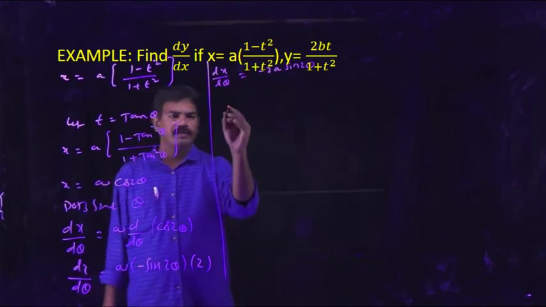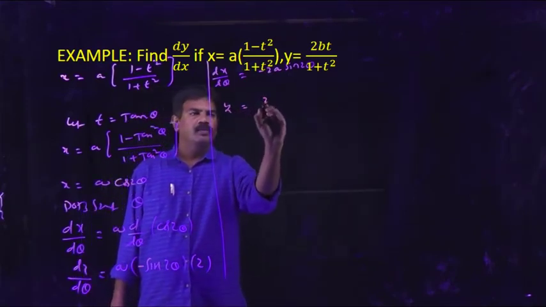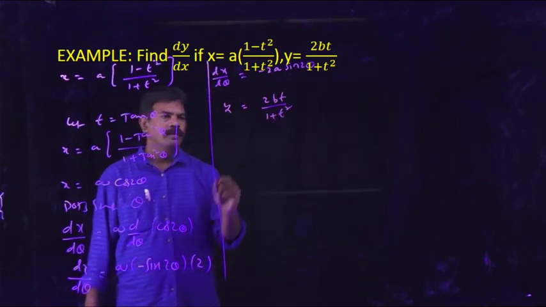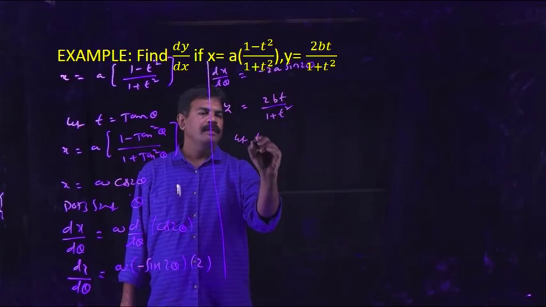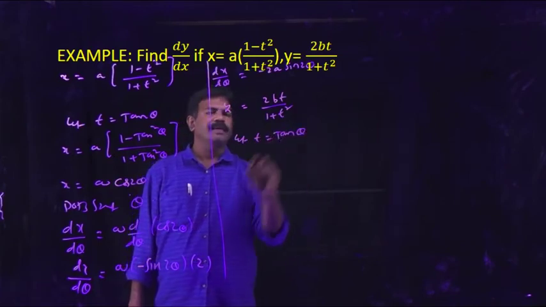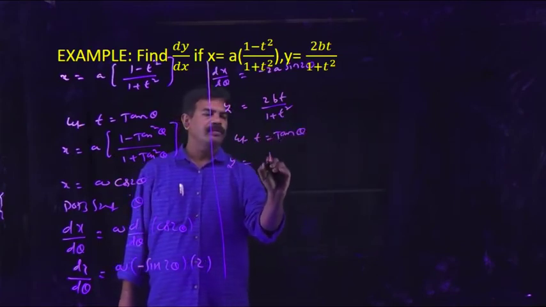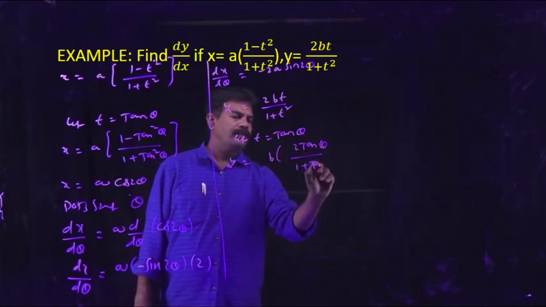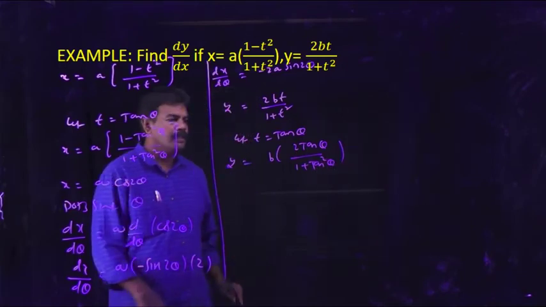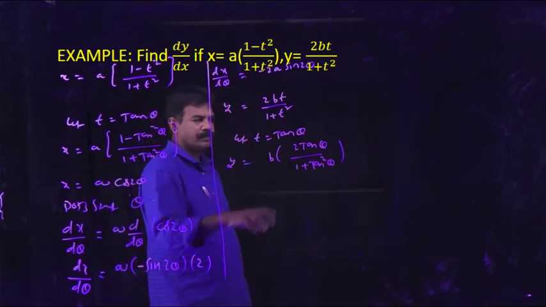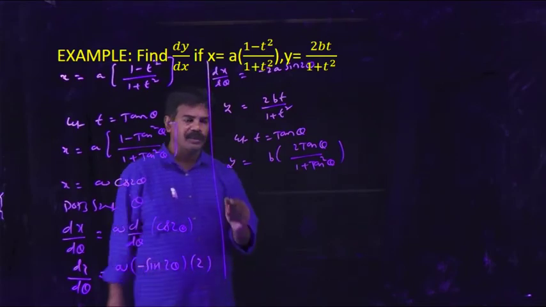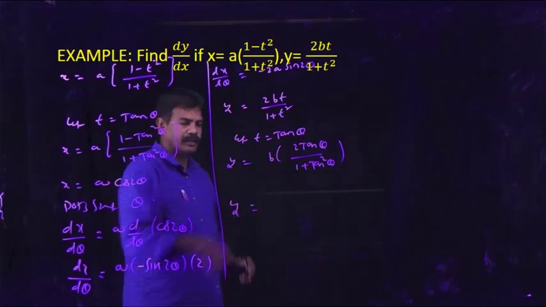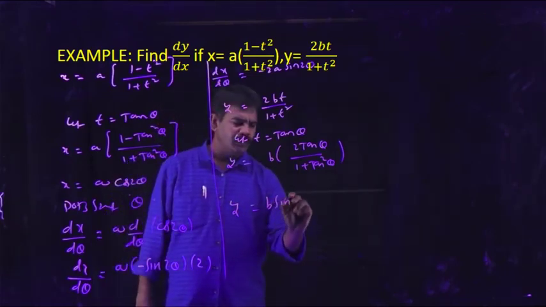Take y is equal to 2bt by 1 plus t square. Let t is equal to tan theta, y is equal to b into 2 tan theta by 1 plus tan square theta. It is the familiar formula in trigonometry. We write it in the place of sin 2 theta, so y is equal to b into sin 2 theta.